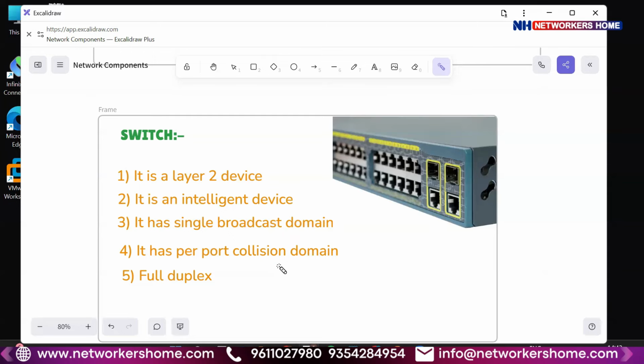Why it is being replaced, you have to give the answer technically, not just by reading those points. If you just read those points, they will hear everything. The next question comes up: can you explain this per port collision and single collision in detail? They will ask you. So technically, we are going to learn now.